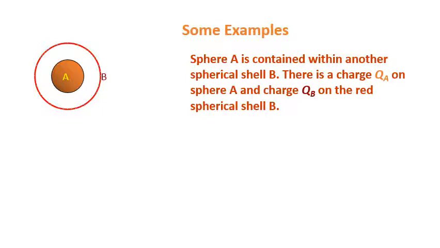Here are some examples. Suppose a shell A is contained within another shell B. There is a charge QA on A and QB on the red shell B. We have two shells, A and B, exactly: A is a sphere, B is a shell, and we apply charge QA on the first sphere A and QB on the shell.